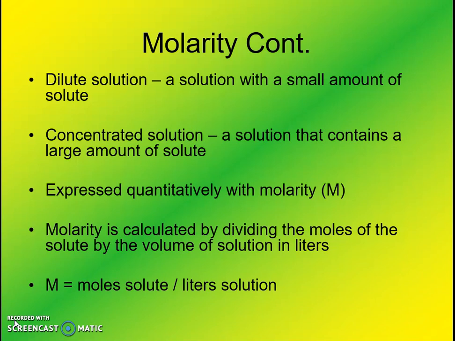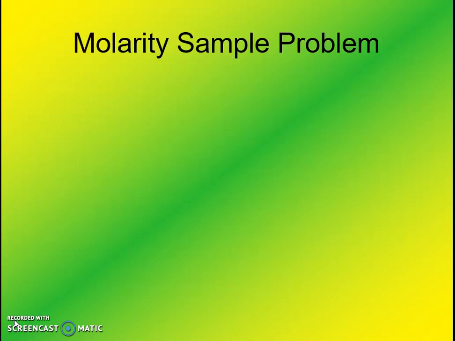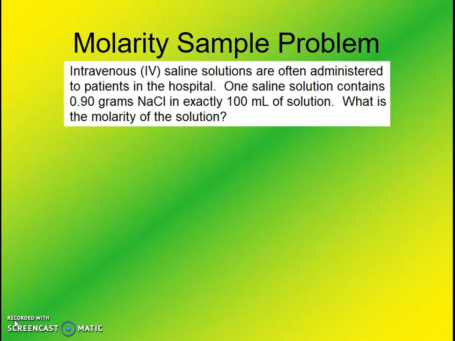So let's take a look at what these typical problems would look like. When you get sick, you go to the doctors. Often the patient is given an IV saline solution, intravenous saline solution. And a typical one would have 0.90 grams of sodium chloride dissolved into 100 milliliters of solution. What is the molarity of this solution? So let's list out what we know and what we don't know and try and figure out where we need to head with this problem.